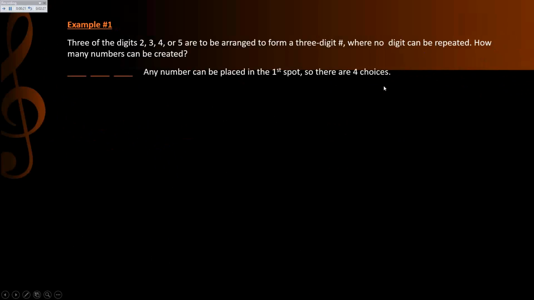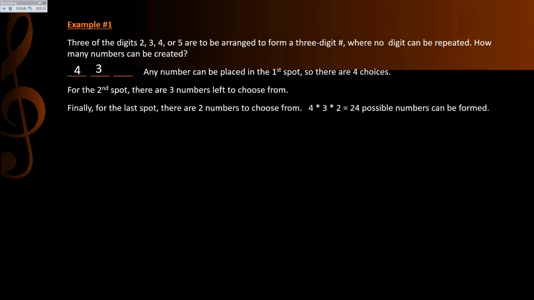The first thing that we want to do is set up our blanks for the 3 digits that we're looking for. And then we know that these are our numbers that we can choose from, 1, 2, 3, 4 numbers. So since there are 4 choices, any one of those numbers would fit in there. We would put the number 4 there. And for the second spot, there are 3 numbers left to choose from. We've already chosen 1. So we would put 3 in the next spot. And then finally, for the last spot, there are only 2 numbers left to choose from. So we would put a 2. And then, of course, 4 times 3 times 2 is 24 possible numbers that could be formed from that.